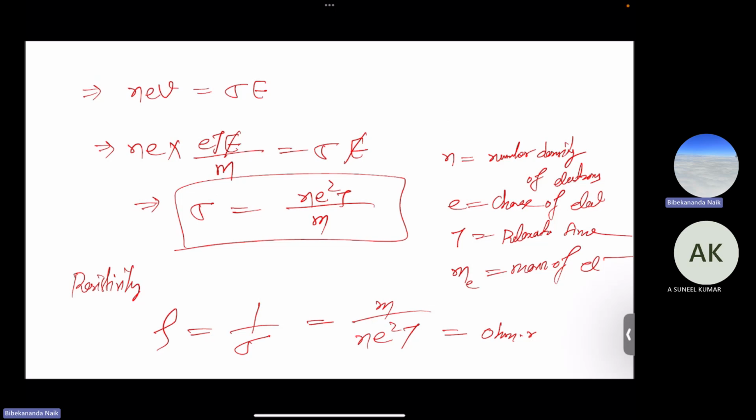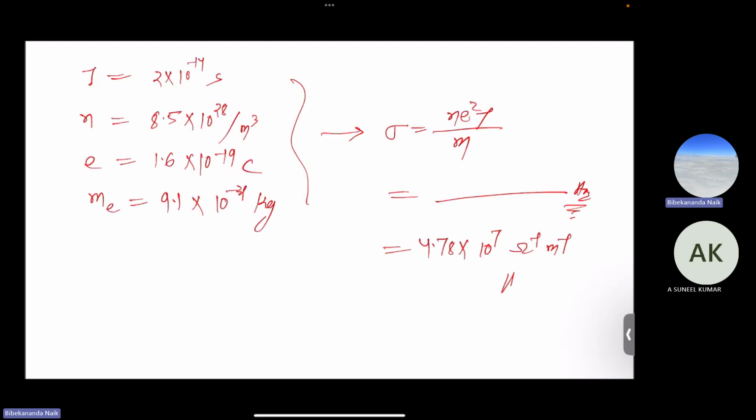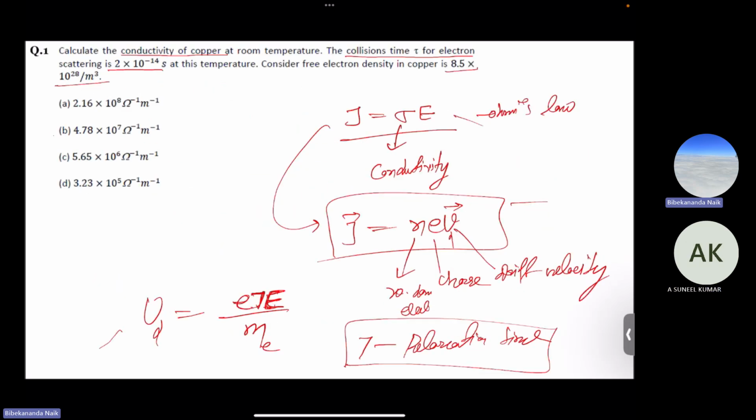into meter, which can otherwise be written as RA by L. This is another formula of resistivity. So since conductivity is the inverse of resistivity, the unit will be ohm inverse meter inverse. So this is the correct answer, and the correct option is option B.